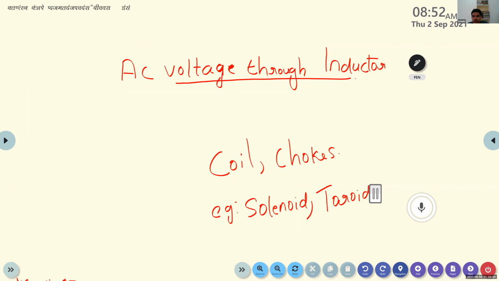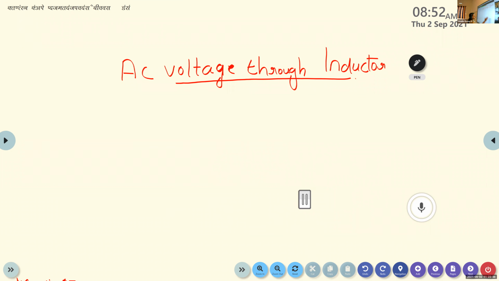Ma'am, what are chokes, ma'am? Choke means something that was used in olden days, a material or device used in tubes. Choke tubes were available in order to regulate the value of voltage and current. So that is what is known as chokes.